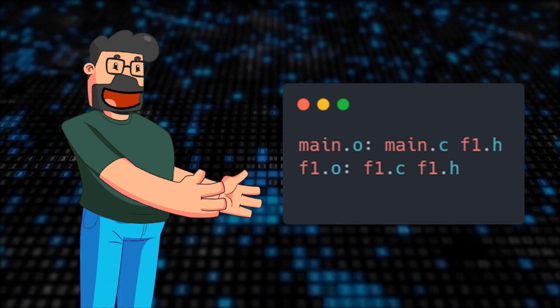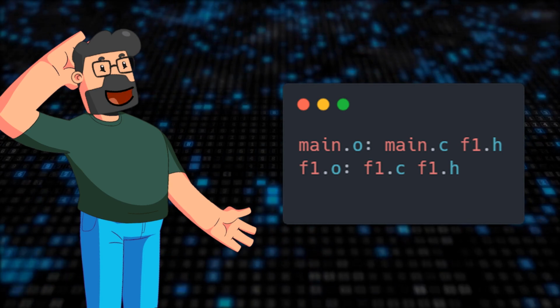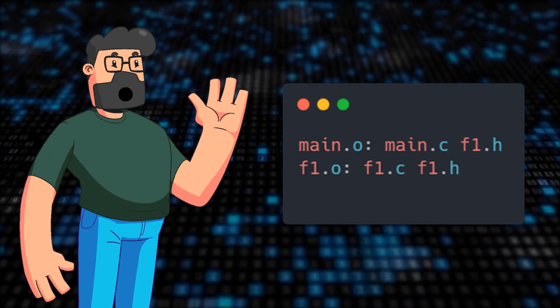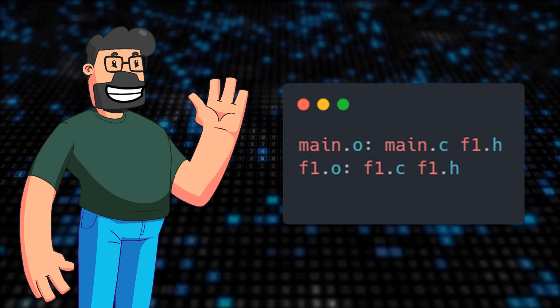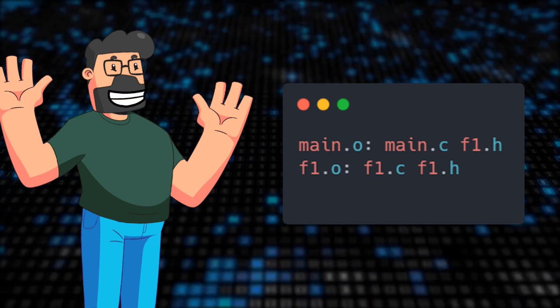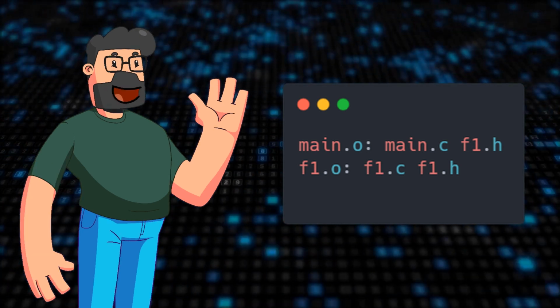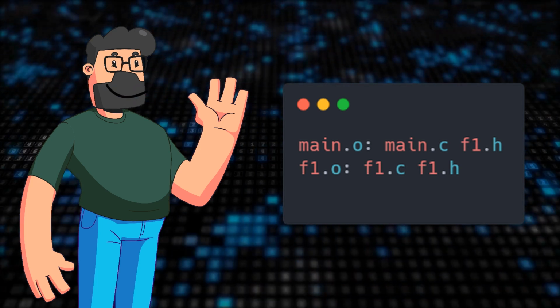By making these changes, we can effectively address the "no rule to make target f1.h" error and successfully compile our code without any hiccups. Remember, the devil is in the details, and a small modification can make a world of difference in resolving the issue.